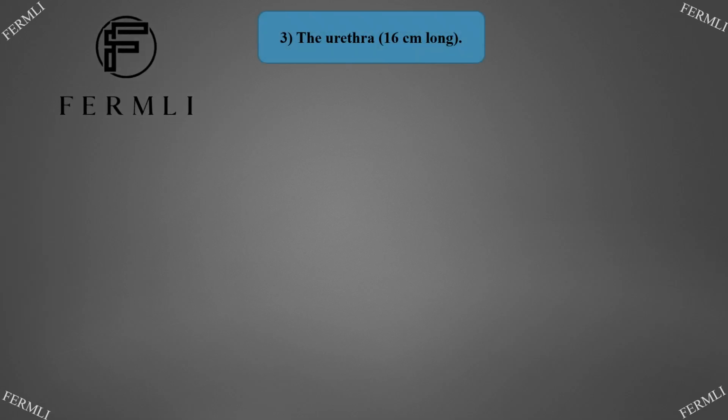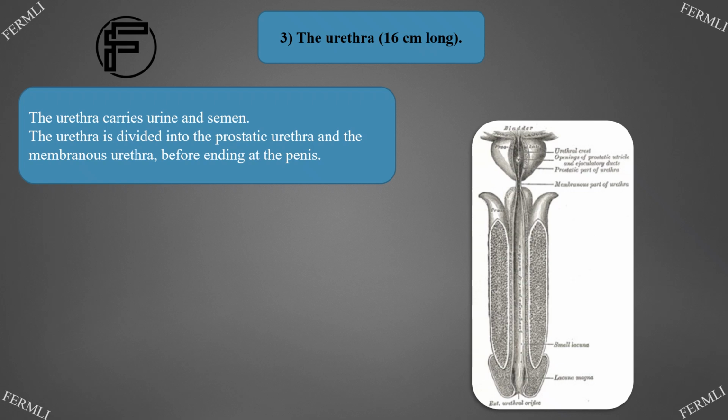3. The urethra, 16 centimeters long. The urethra carries urine and semen. The urethra is divided into the prostatic urethra and the membranous urethra before ending at the penis.